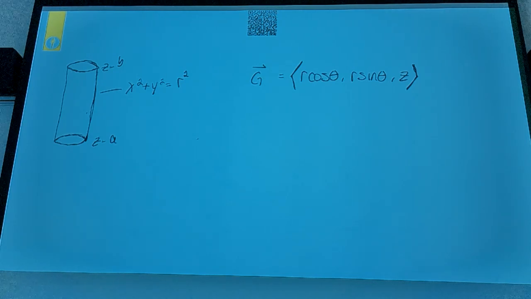So we're only dealing with the surface of the cylinder. We're parameterizing the surface, not the entire solid. So on the surface, it's the same r. That r is a fixed constant. That means there's only two things that are varying here, theta and z. Our parameterization is in terms of theta and z.